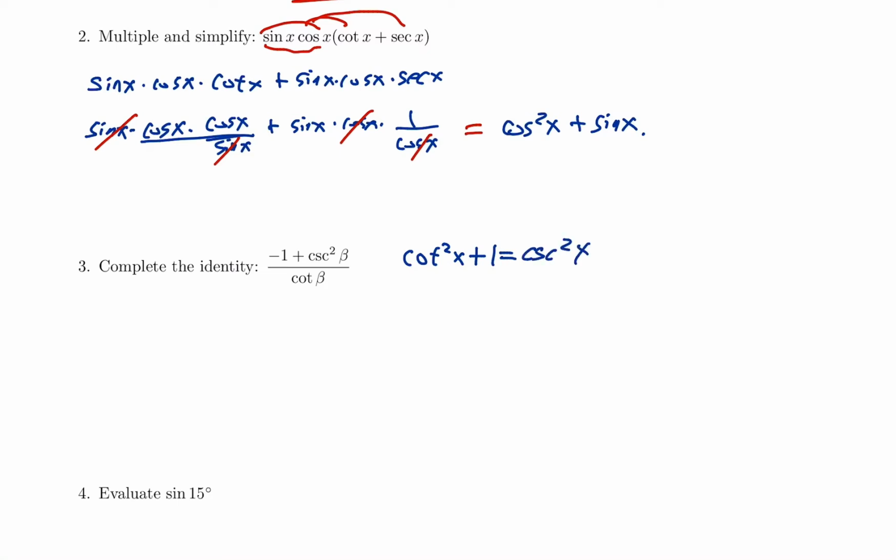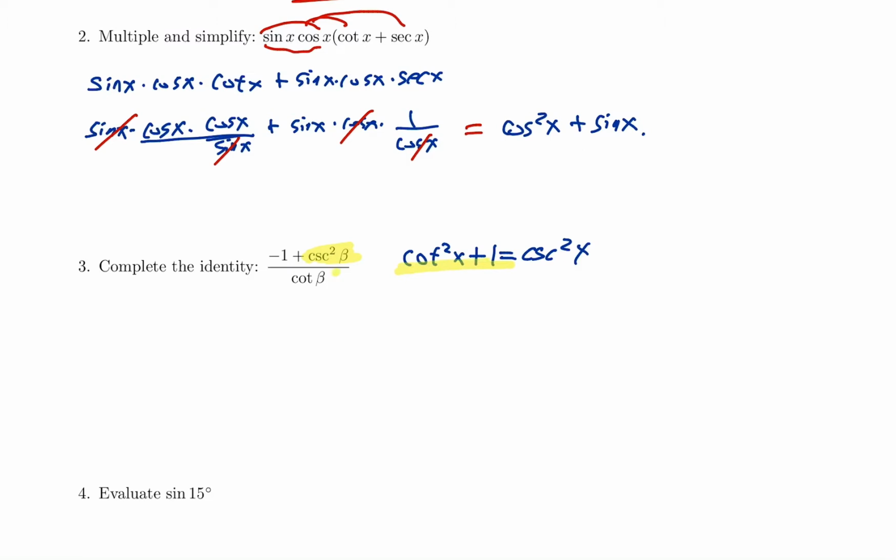It will not be given in the formula sheet, or within the quiz. So you have to know this. Not only do you have to know this, you have to know when to use this. So how do we know to use this? Because we see cosecant square beta here. So instead of cosecant square beta, we can write it as cotangent square beta plus 1.